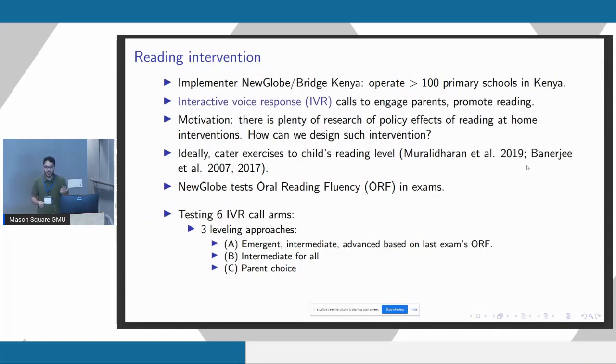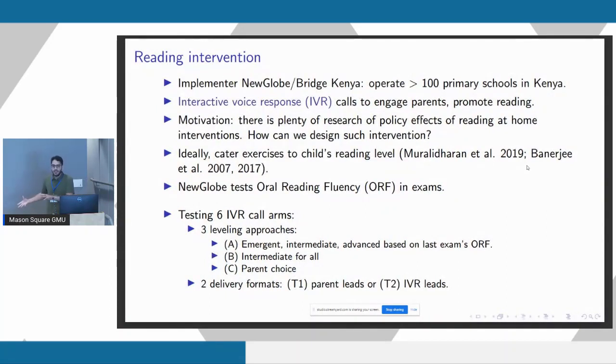emergent, intermediate, advanced. The second arm is intermediate for all, and here we are arguing, hey, maybe ORF is not such a great measure, let's do intermediate for all. And third, parent choice, in which the parent decides what is the level of the exercise. And here we argue, hey, perhaps the parents know better, right?